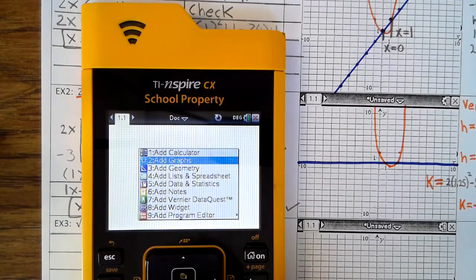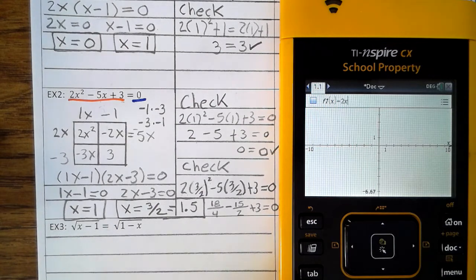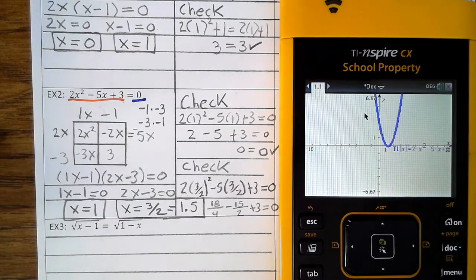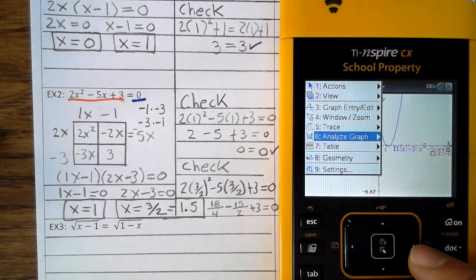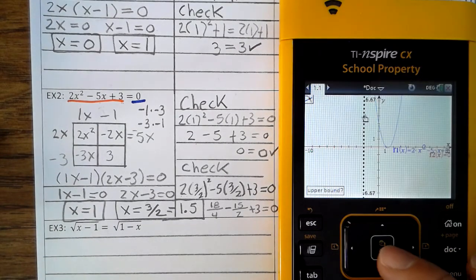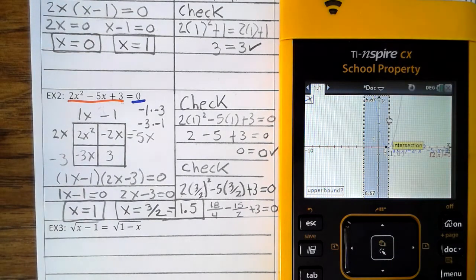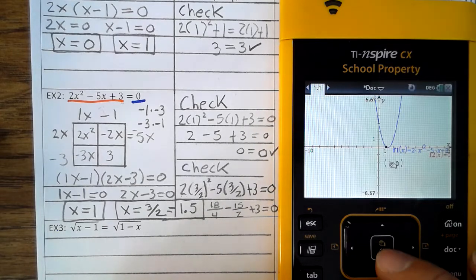All right, so now we go to Add Graph. And so we're going to graph 2x squared minus 5x plus 3, tab 0, and then we're going to go to Menu, Analyze Graph, Intersection, click, drag. You can already see that it says 1. Okay. So that verifies our first conclusion.